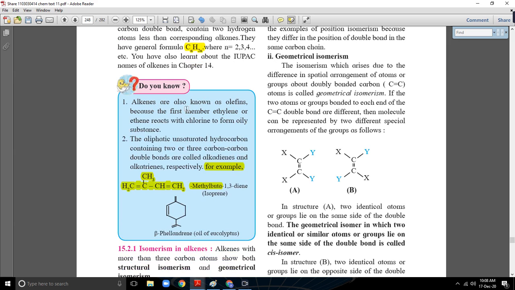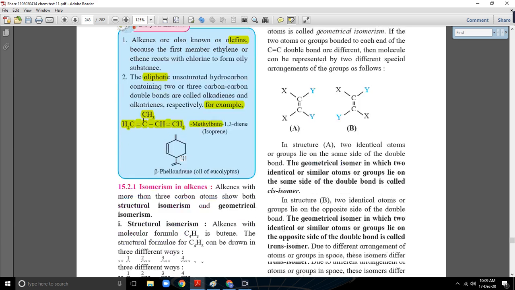Alkenes are also known as olefins because the first member, ethylene or ethene, reacts with chlorine to form oily substances. So another name for alkene is olefins. The aliphatic unsaturated hydrocarbons containing 2 or 3 carbon-carbon double bonds are called alkadienes, like butadiene and pentadiene, and alkatrienes respectively. This is aliphatic alkene.